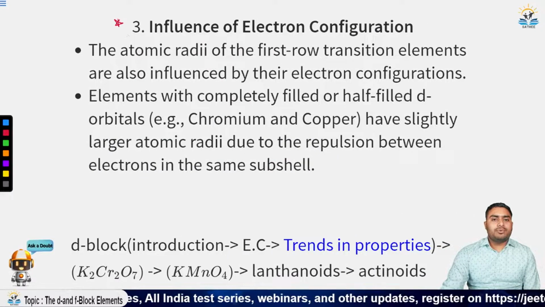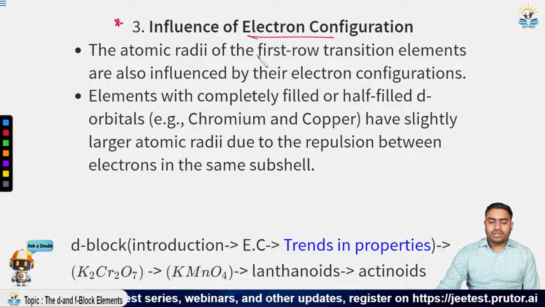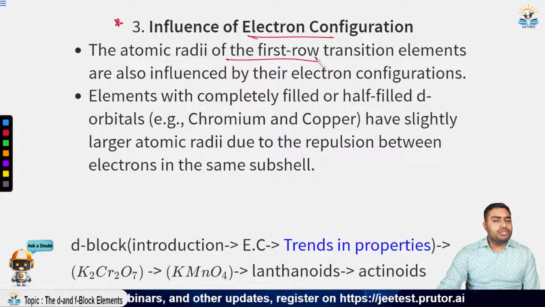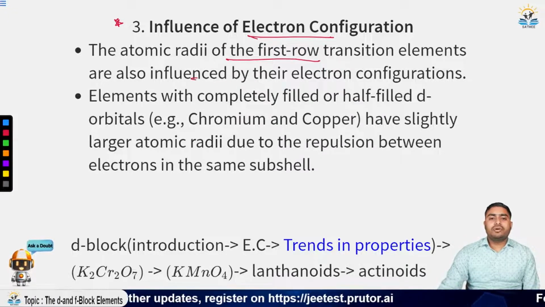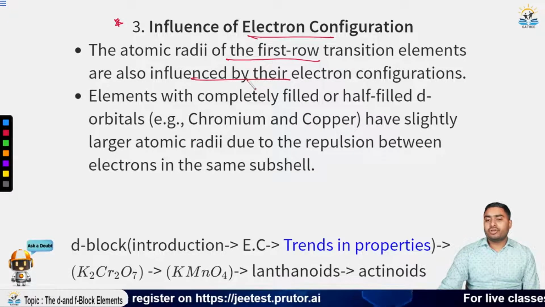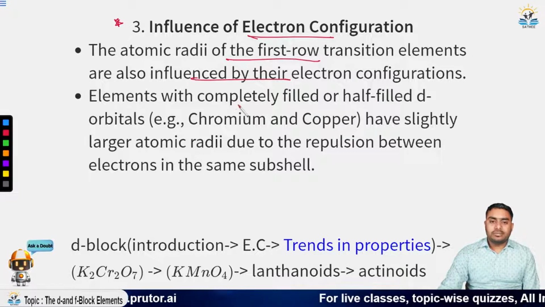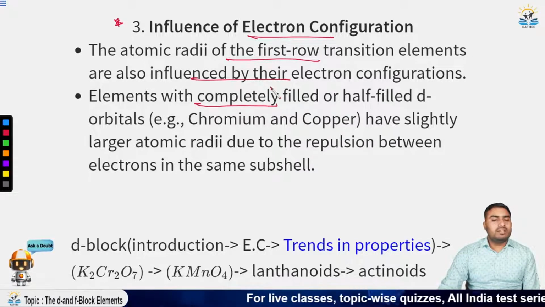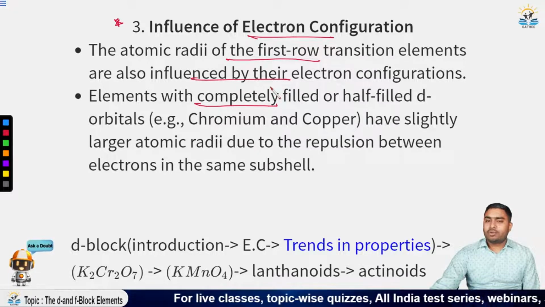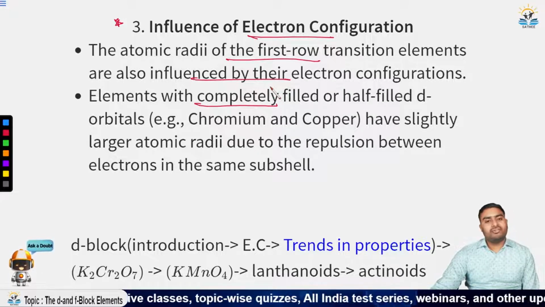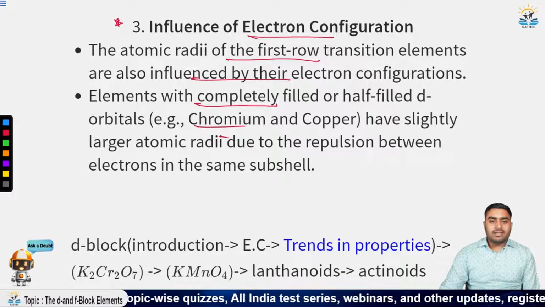The third point is the influence of electronic configuration. The atomic radii of the first row transition elements are also influenced by their electronic configuration. What is the electronic configuration? Half filled, fully filled, partially filled. Elements with completely filled or half filled d orbitals, that means d10 or d5, like chromium and copper.